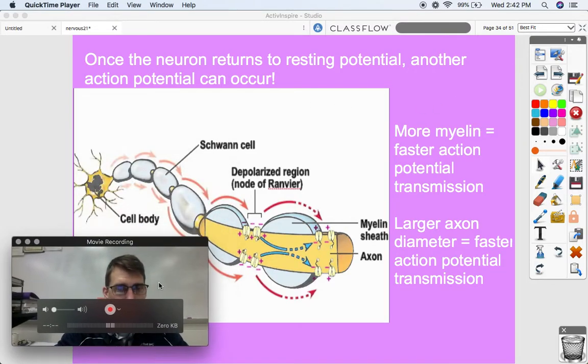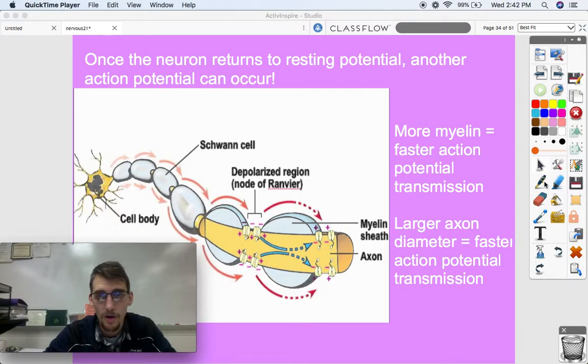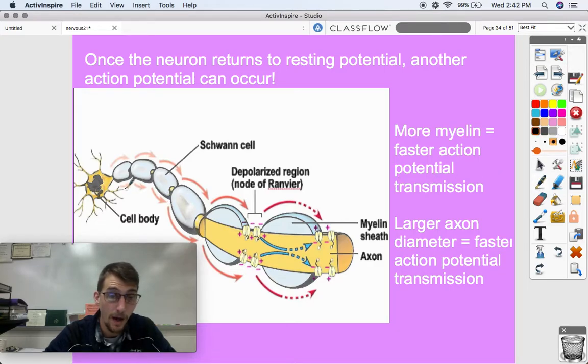So take a look at this axon over here. What we're seeing is how an action potential passes along the axon. Does it go down the axon? Well, it kind of jumps from one node of Ranvier to the next. It skips the part where it's myelinated. The action potential skips the part where it's myelinated. So an axon with more myelin will be faster at sending action potentials than one that's unmyelinated.